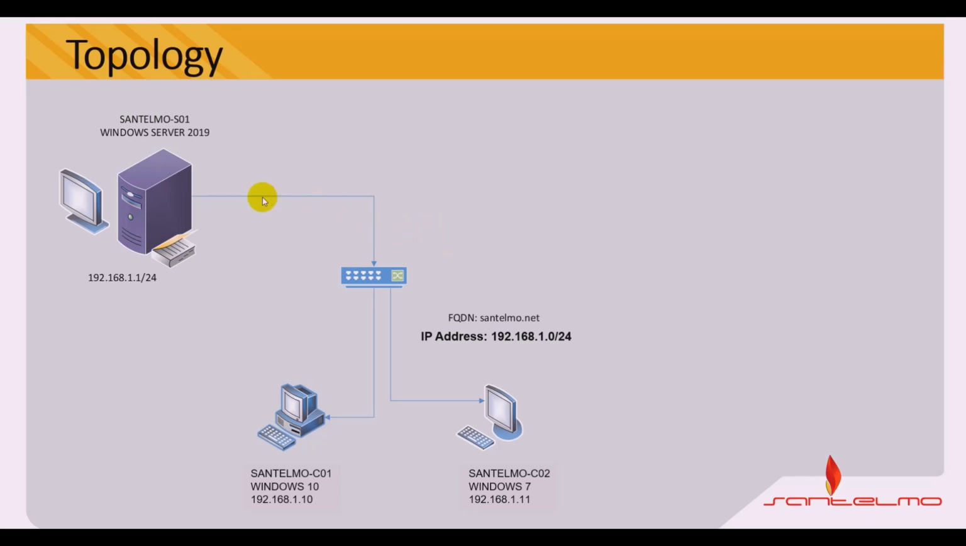All right, so again, presenting our topology in this video. We are done with the configuration of this Windows Server 2019 in the previous video, and we assigned it an IP address 192.168.1.1. We also configured these two clients in a previous video, and we assigned IP addresses 192.168.1.10 and 192.168.1.11 respectively. Also in the previous video, we set the fully qualified domain name to santelmo.net. Okay, so let's start.